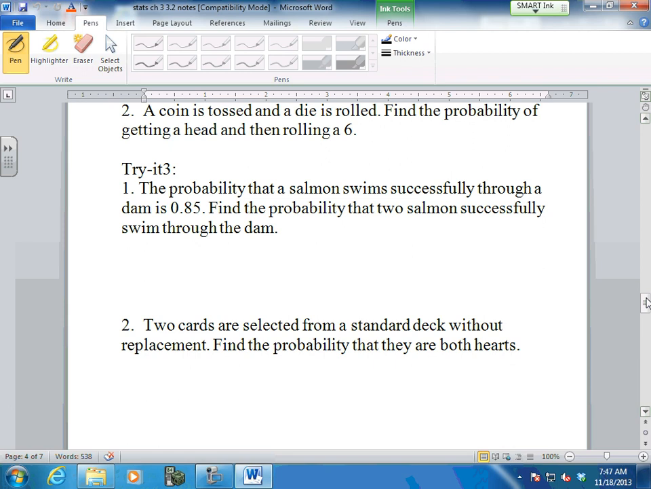So give this one a try. Think if it's dependent or independent. This is page 132.